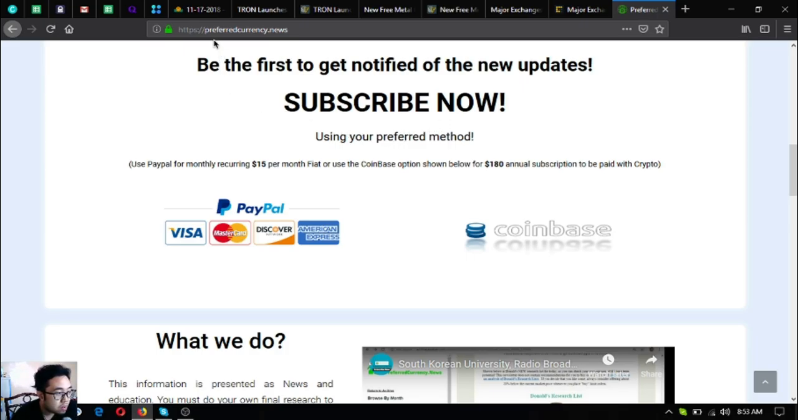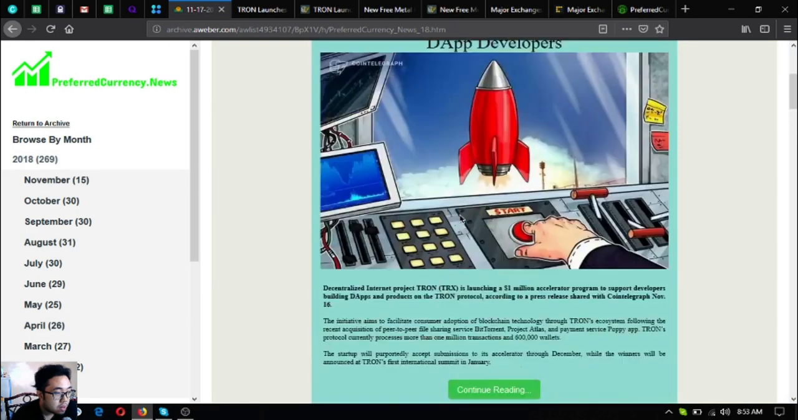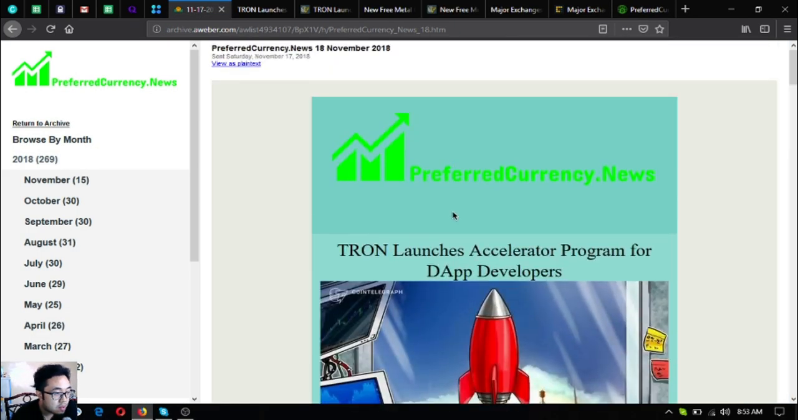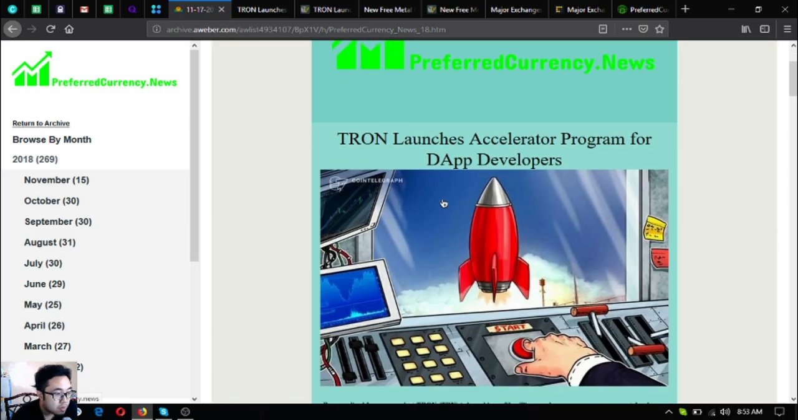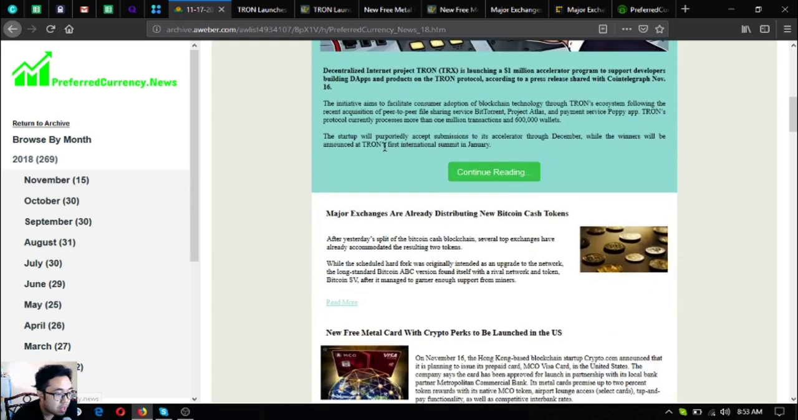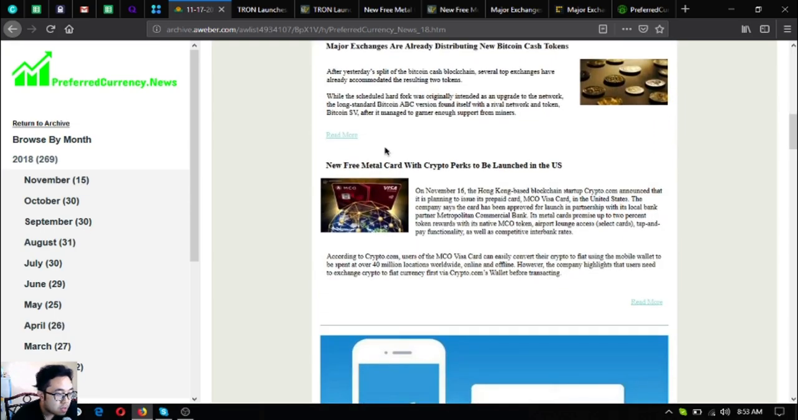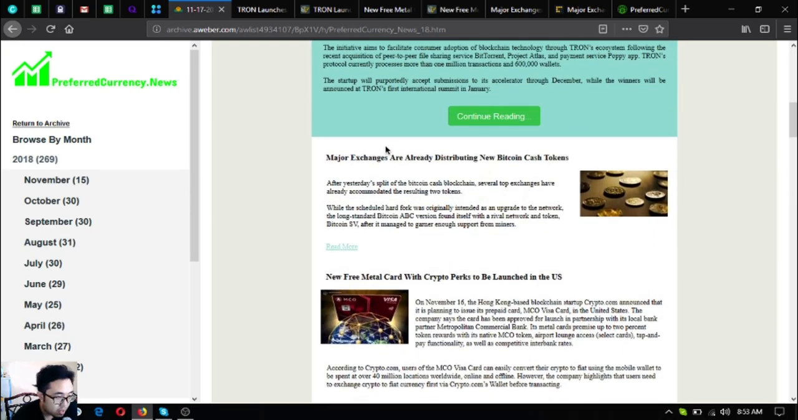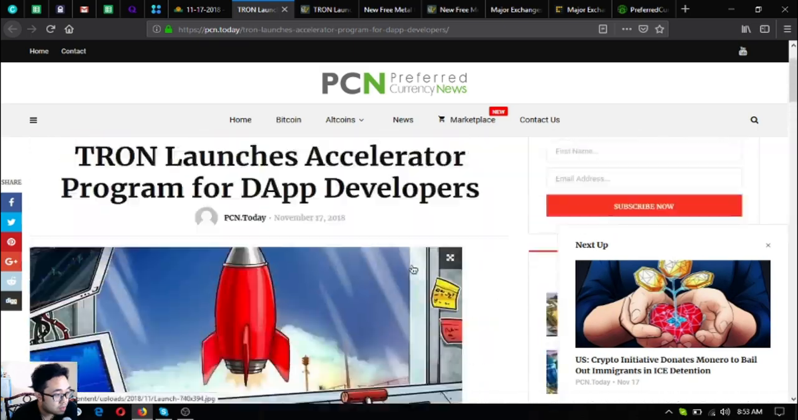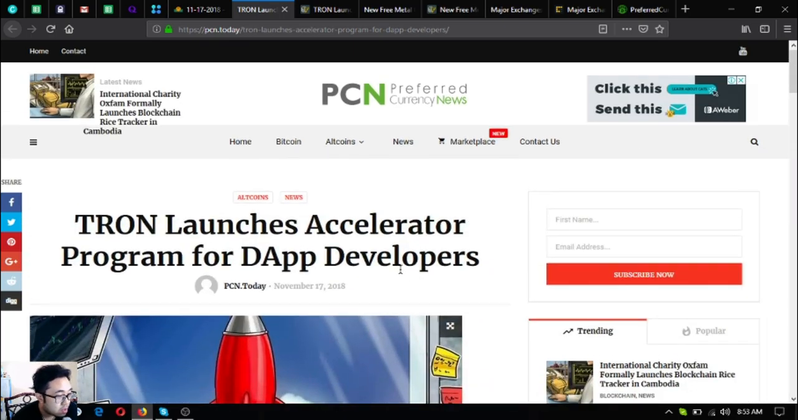Okay, so let's go to the newsletter. So this is the newsletter that the subscribers received some hours ago. So I'm going to discuss or read the first three news updates before we go to the spreadsheet of Donald the Guru. Okay. So the first one is Tron launches accelerator program for dApp developers.